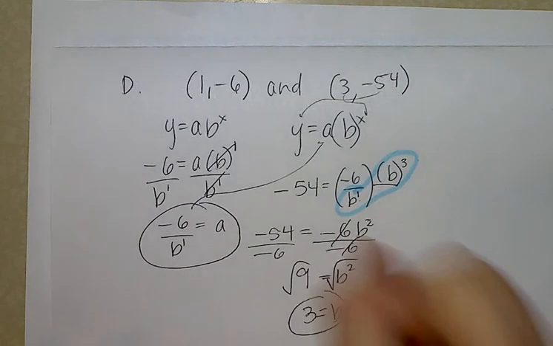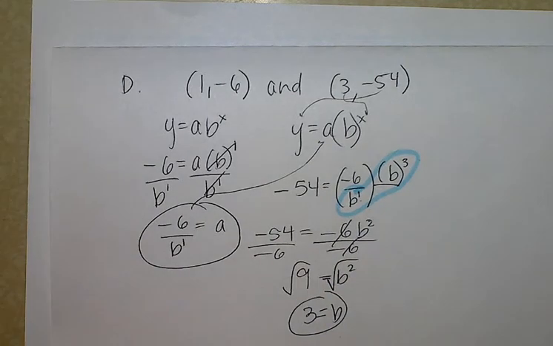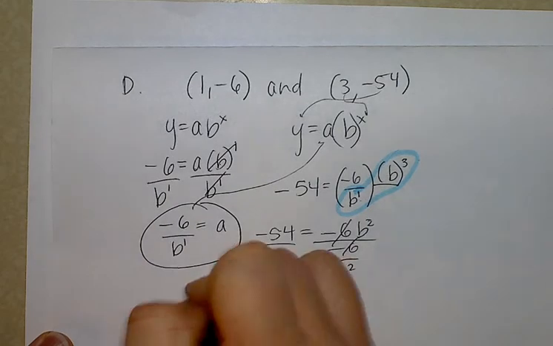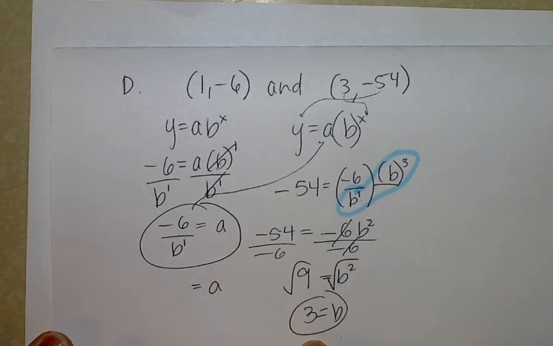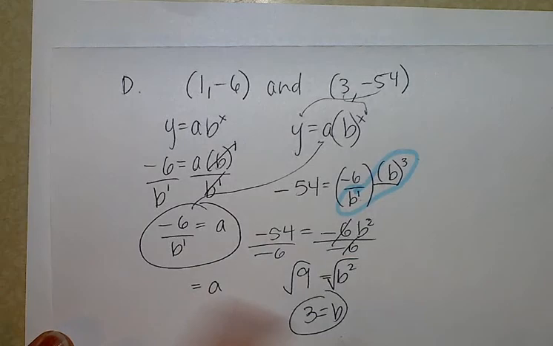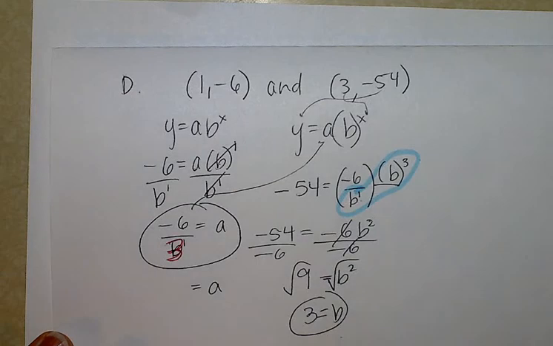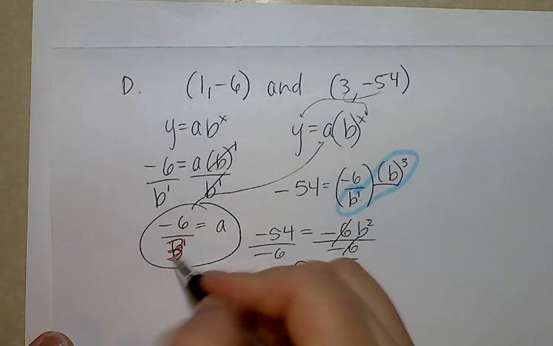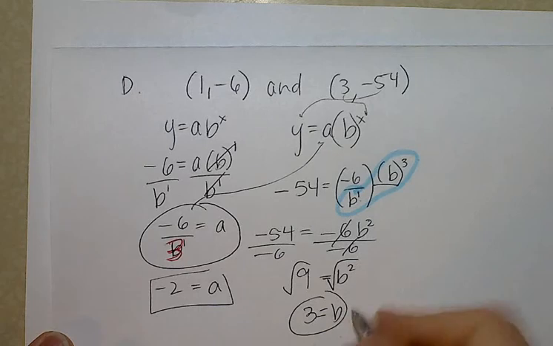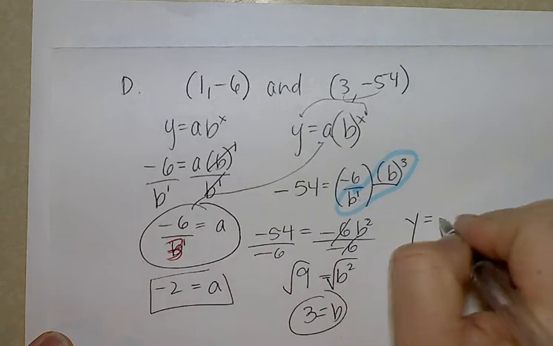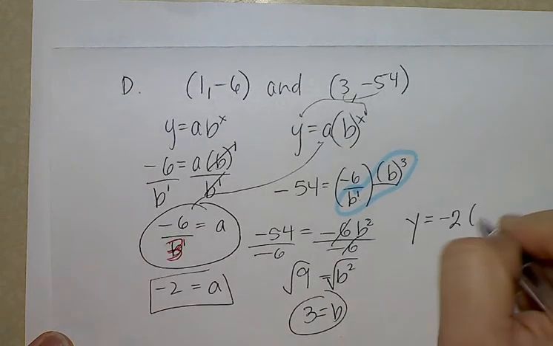So I know a b value, that's good, but I don't quite know the a value yet. So I have to come back to a. b to the first, so 3 to the first is 3, and I'm going to be lazy and just go over the top of this and write a 3. -6 divided by 3 is -2. Now I know a and I know b. Y equals -2 times the quantity 3 to the x.